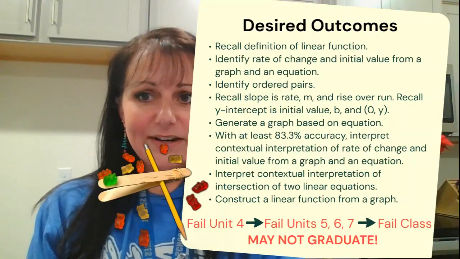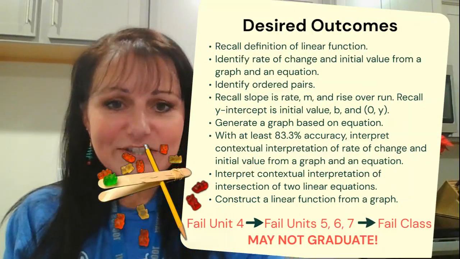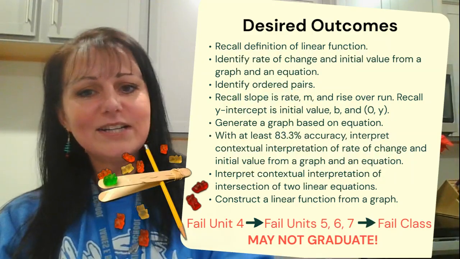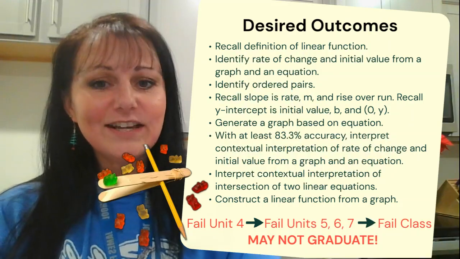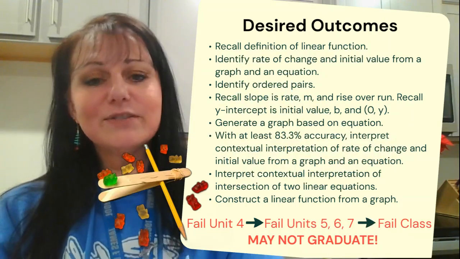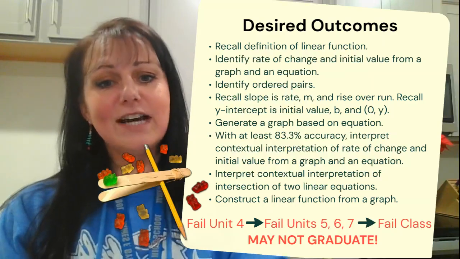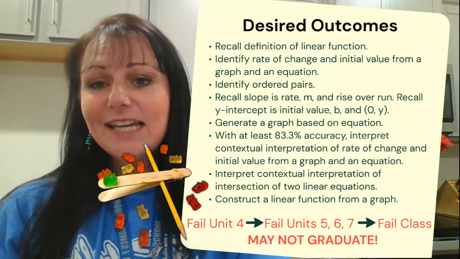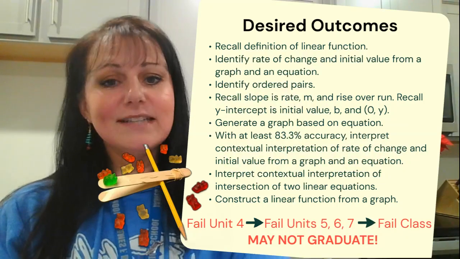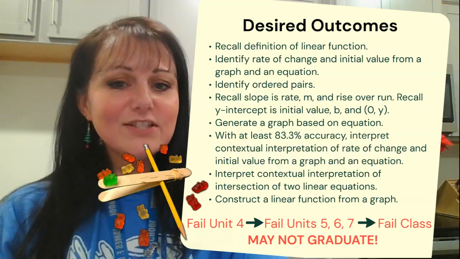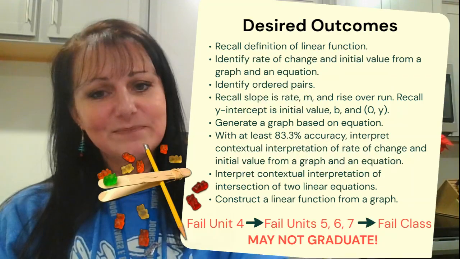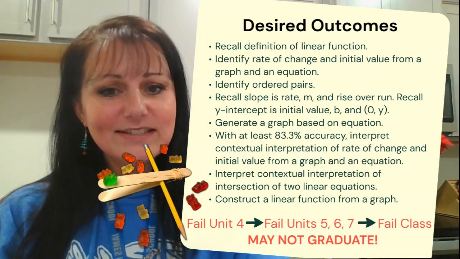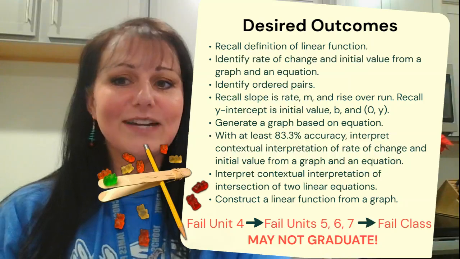So our desired outcomes are: recall the definition of linear function; identify rate of change and initial value from a graph and an equation; identify ordered pairs; recall that slope is rate, m, and rise over run, and the y-intercept is the initial value, or b; generate a graph based on an equation; and, with at least 83.3% accuracy, interpret contextual interpretation of rate of change and initial value from a graph and an equation; interpret contextual interpretation of the intersection of two linear equations; and construct a linear function from a graph.